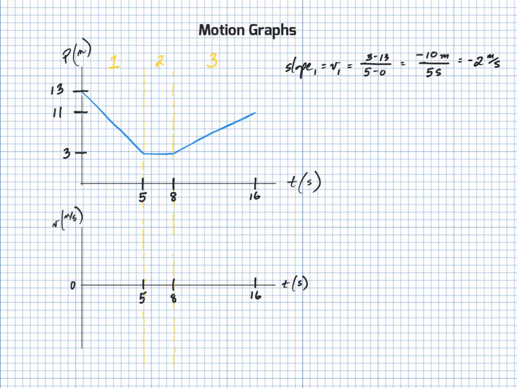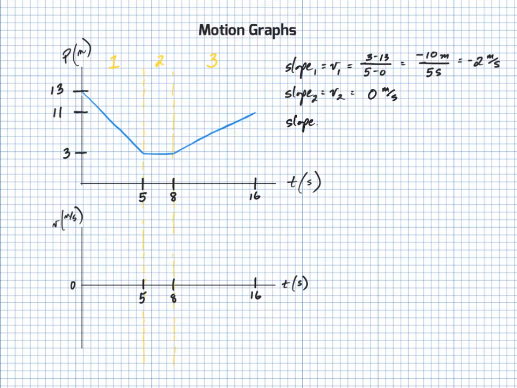Now slope 2, which is going to be our velocity in section 2, well, we have a horizontal line in section 2 here. And we know that that indicates that we're not moving, so our velocity there is just 0 meters per second.